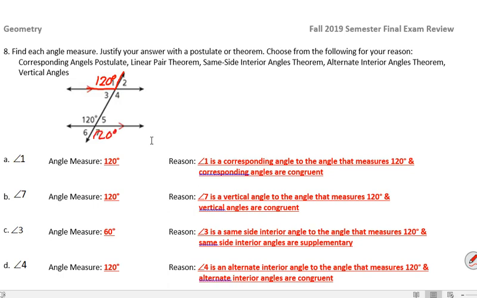Number 7 down here is a vertical angle to the 120. And number 3 up here, notice that this one's obtuse, this one's acute. So these have to be supplementary because they're not even the same shape. So these are same side interior angles. They're on the same side of the transversal and inside the parallel lines. Our last one is number 4. This one is also 120 degrees, and that's because they're alternate interior angles to each other.